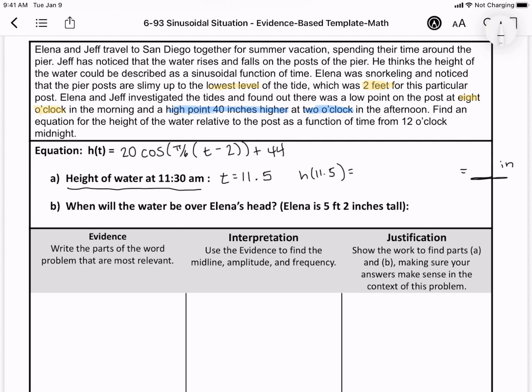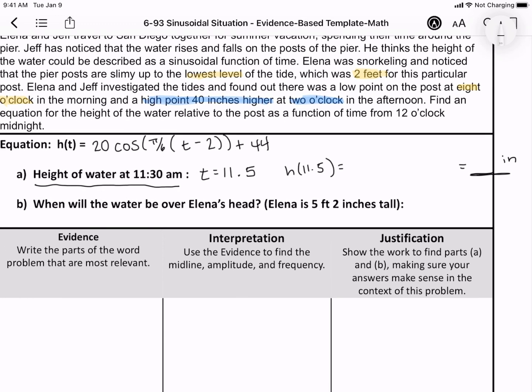And then the second part asks, when will the water be over Elena's head? So Elena is 5 feet and 2 inches tall. So again, they're mixing feet and inches. Very annoying. So we would have to figure out how many inches that is. So I know a foot has 12 inches. So 5 feet is 5 times 12, which is 60 inches. So being 5'2", and some of you are probably 5'2", that means you are 62 inches tall.